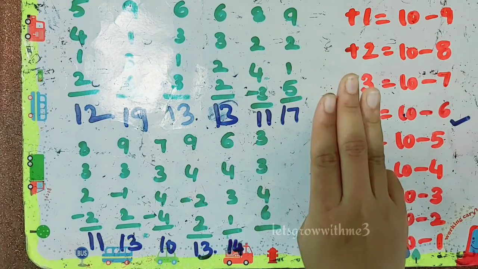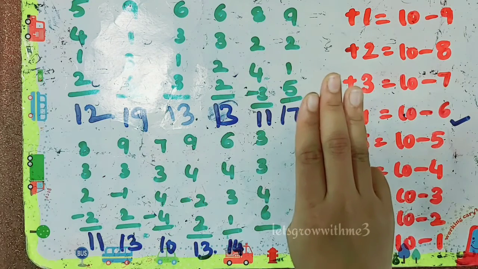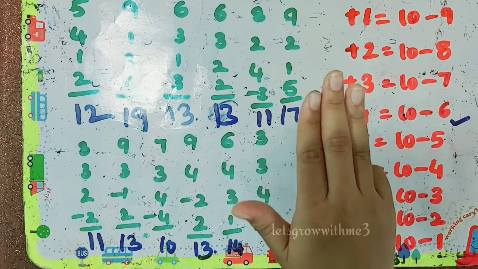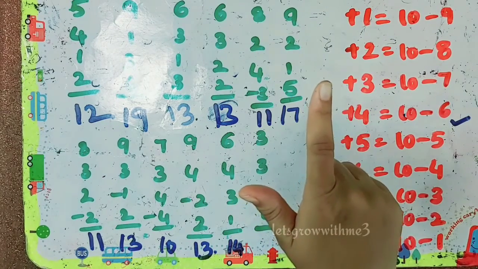So how to add plus 3? We can use the small friend. We can't do direct, but we can use the small friend because 5 is available. So what's the formula? Plus 5 minus 2.